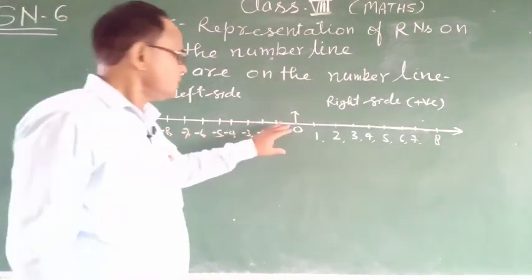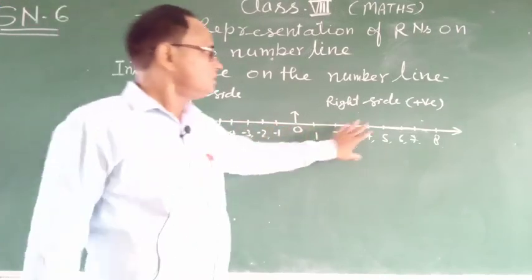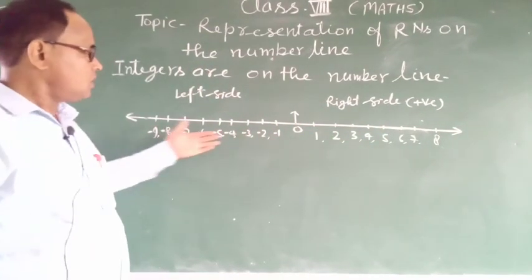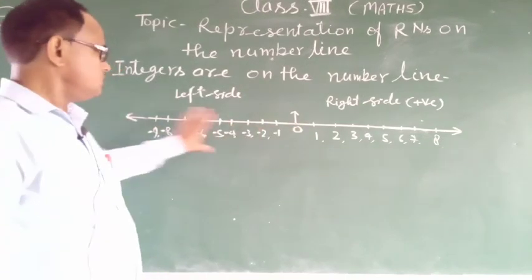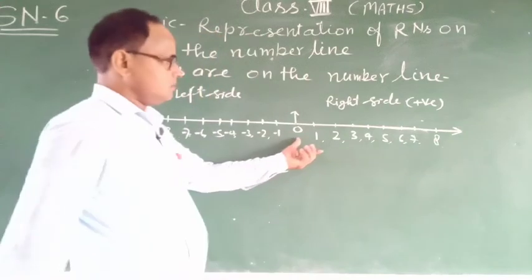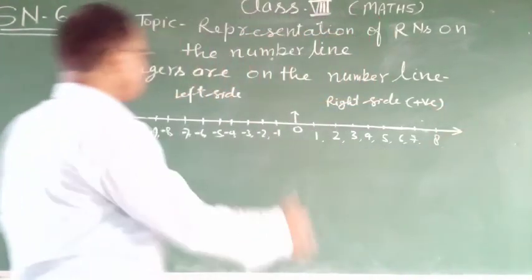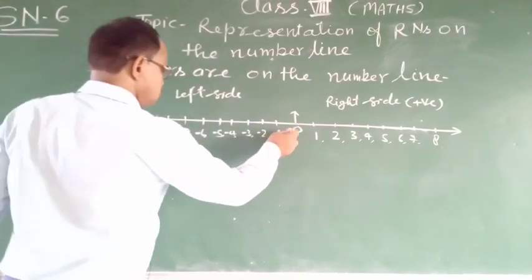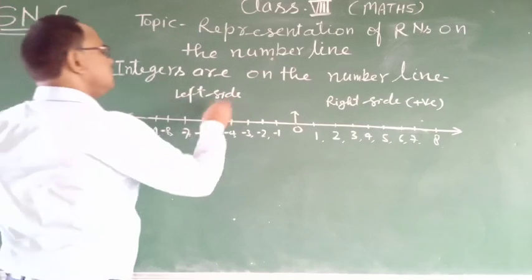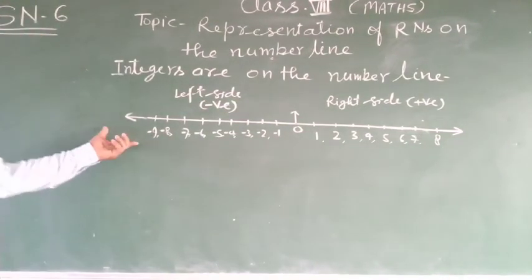Okay. These are integers shown on the number line by this method. On the right side all numbers are in the positive case, but on the left side all numbers are in the negative case. Okay.